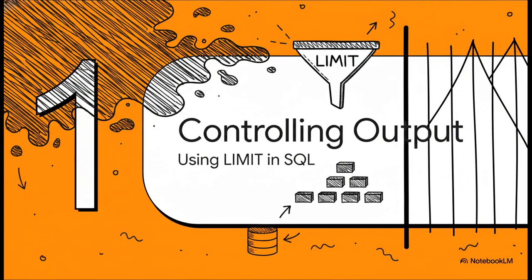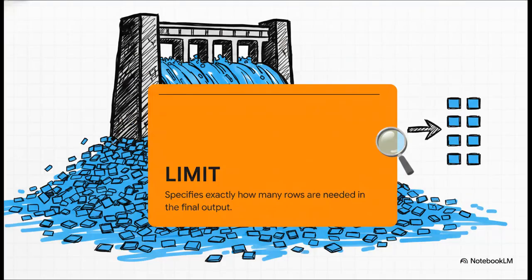Section 1, controlling output with limit. When you're querying massive tables, you obviously don't always want to see every single row, right? That's where limit comes in. It's a SQL command that specifies exactly how many rows are needed in your final output. You can think of it as a sturdy dam controlling a literal flood of information. Placing this right at the end of your query guarantees you only pull what you need, like just the top 3 rows. It's a super simple concept, but it is absolutely vital for performance.